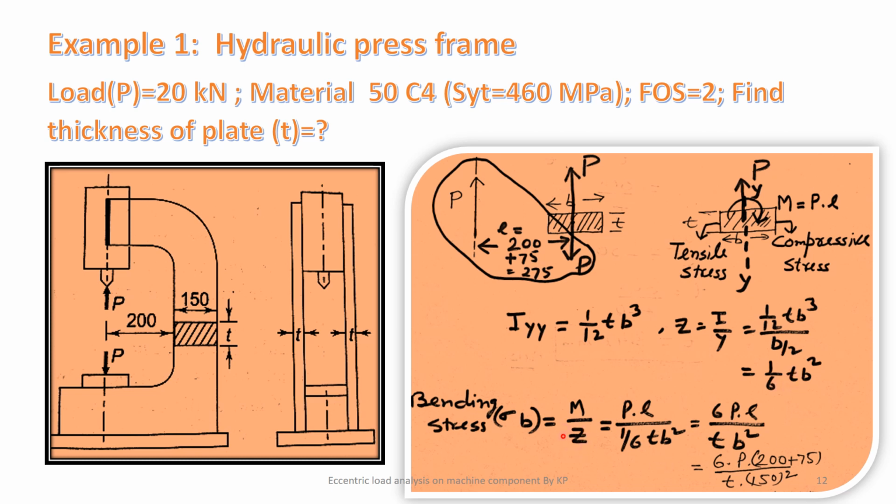So here we put the value of Z, that is 1 by 6 T B square. So this is 6 P E divided by T B square. We put the value of all these parameters here. So this is 6, this is P, and the value of E is 275, that is 200 plus 75, divided by T B square. B is equal to 150 in this case, so this is T into 150 whole square.